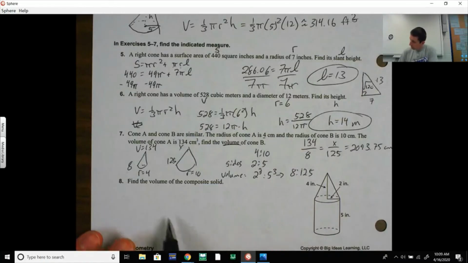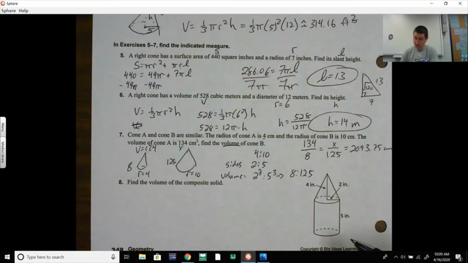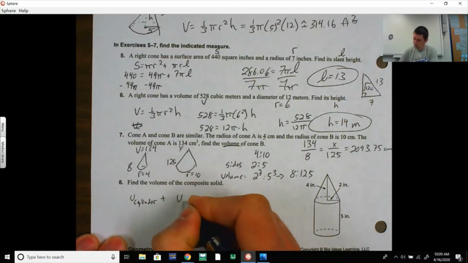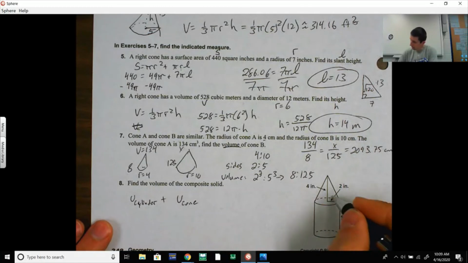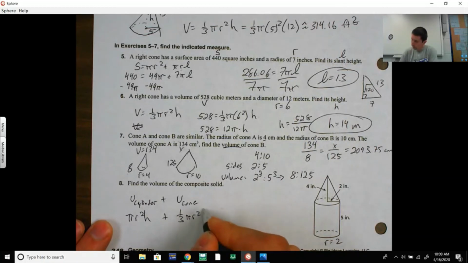Find the volume of the composite solid. Okay, so we have a cylinder and we have a cone. So we just have to find the volume of the cylinder and add the volume of the cone. If our radius is 2, the volume of the cylinder would be area of the base times height. So pi r squared times height, plus the volume of the cone, which is 1/3 pi r squared times height.